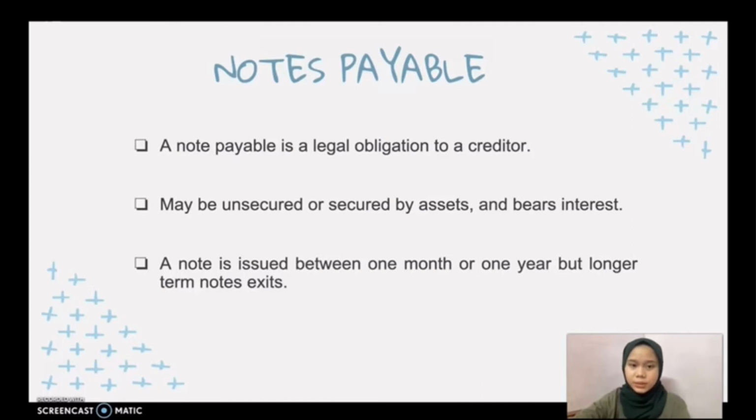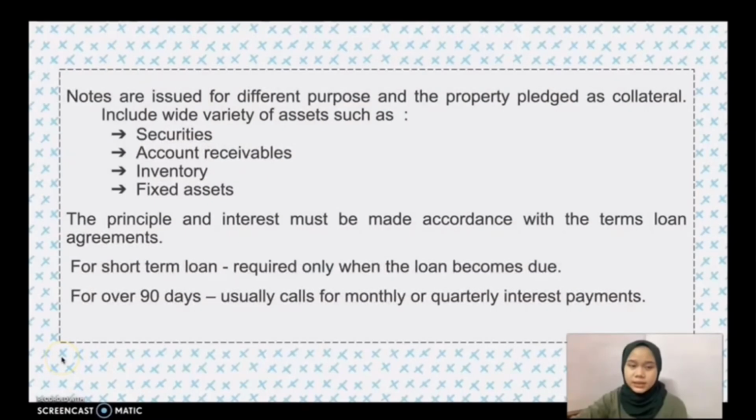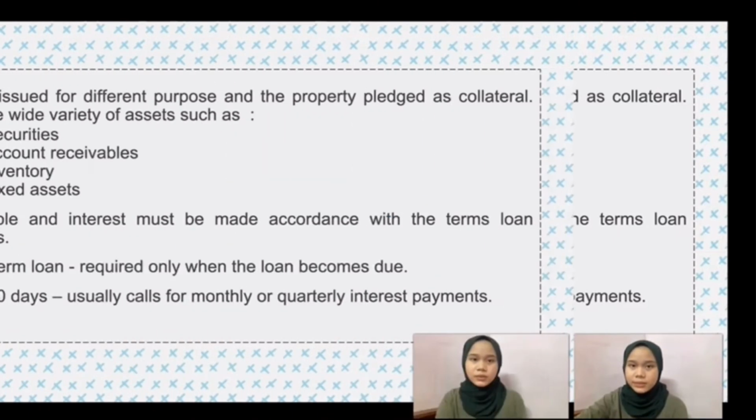A note payable is commonly issued for between 1 month and 1 year, but longer terms of notes payable also exist. Basically, notes are issued for different purposes, and there are several properties of the company that have been used to pledge as collateral. These include a wide variety of assets such as securities, accounts receivable, inventory, and the fixed assets of the company.